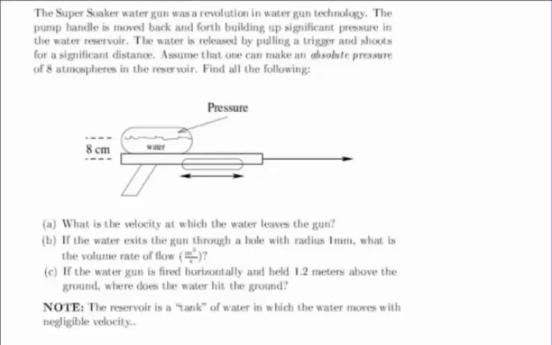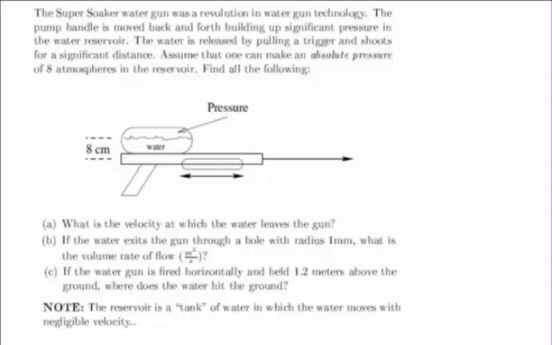The SuperSoaker water gun was a revolution in water gun technology. The pump handle is moved back and forth, building up a significant pressure in the water reservoir. The water is released by pulling a trigger and shoots for a significant distance. Assume that one can make an absolute pressure of 8 atmospheres in the reservoir.